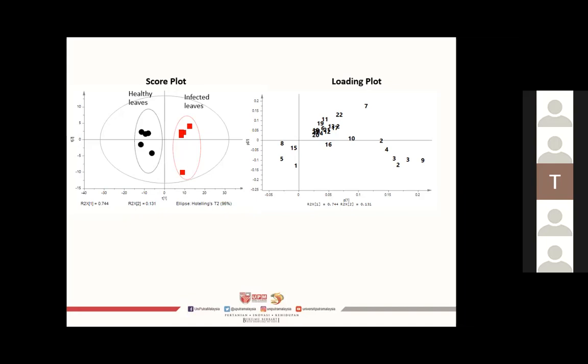Healthy and G. boninense infected oil palm leaf could be discriminated clearly, as shown in this figure. The first two principal components, PC1 and PC2, cumulatively accounted for 87.5% of the total variation. Separation of the healthy and G. boninense infected oil palm leaf in the score plot was achieved by combining PC1 and PC2.